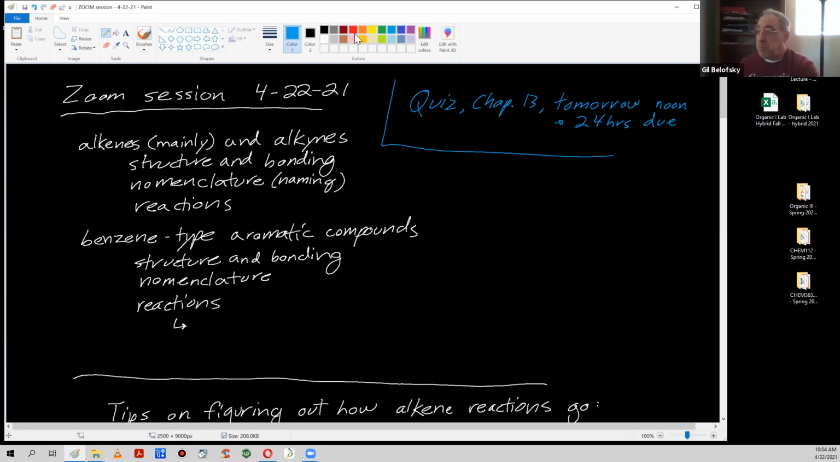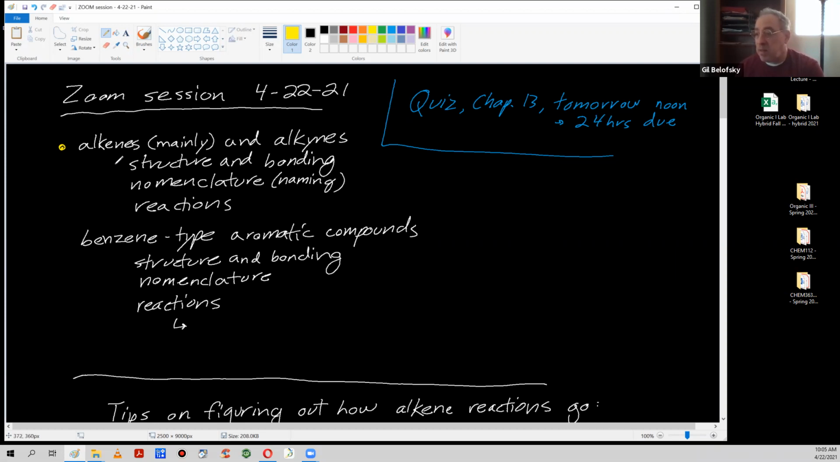So back to what we've been doing, alkenes and alkynes. We went over structure and bonding, and nomenclature, or naming, like a pentane but with a double bond at carbon 2, so it's a 2-pentene, things like that. Then reactions, and I think almost all of those were ways to add atoms to the double bond.